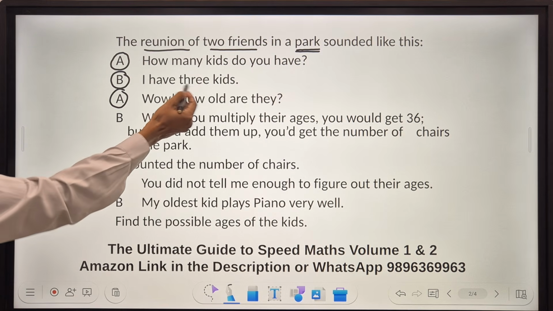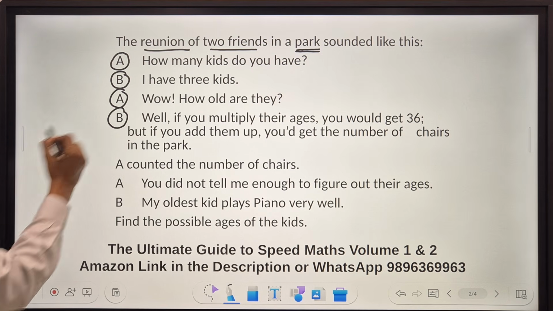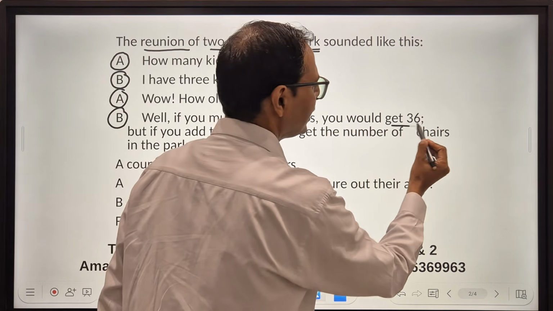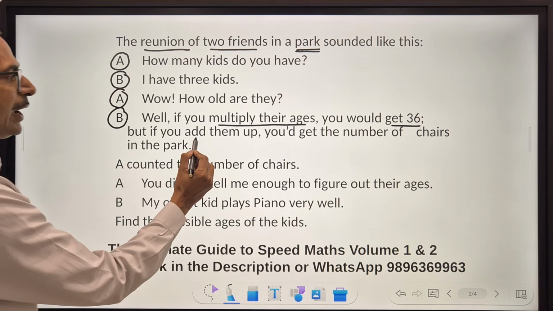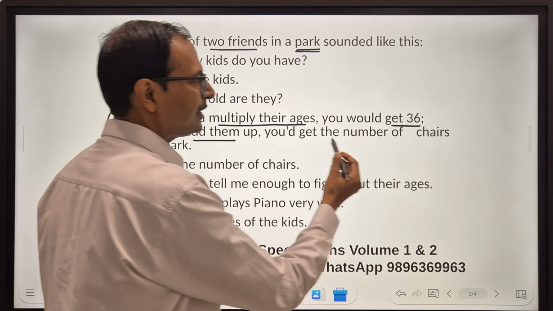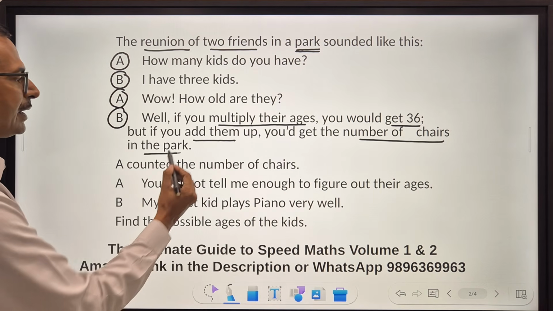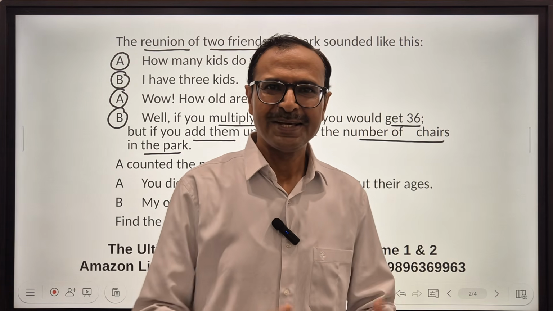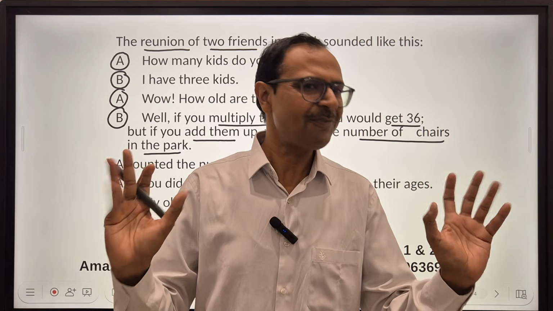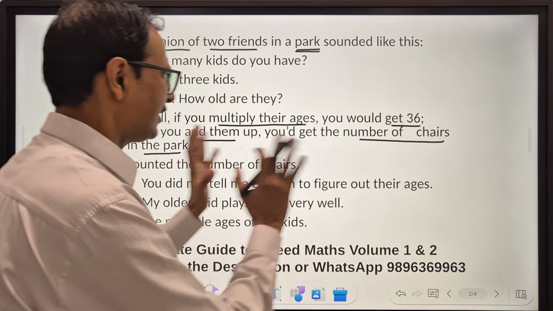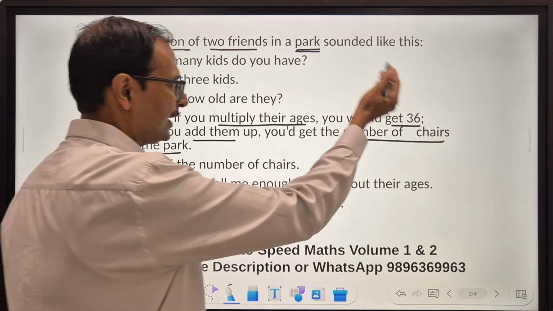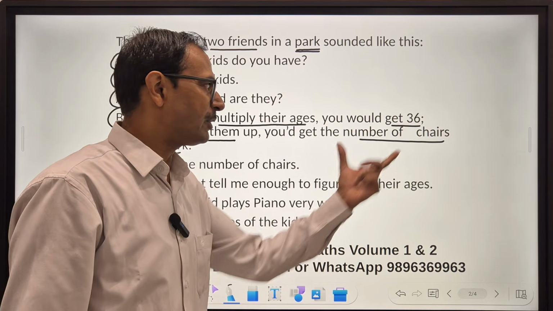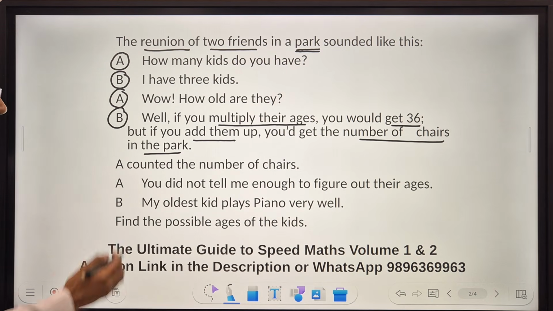So he asked the ages of the 3 kids, to which B said, "Well, if you multiply their ages, you get 36. But if you add them, you would get the number of chairs in the park." Now that sounds strange, right? Number of chairs. So obviously the number of chairs in the park are fixed. So he gave that number. If you multiply, you get 36. If you add, you get that number, which is equal to the number of chairs in the park.